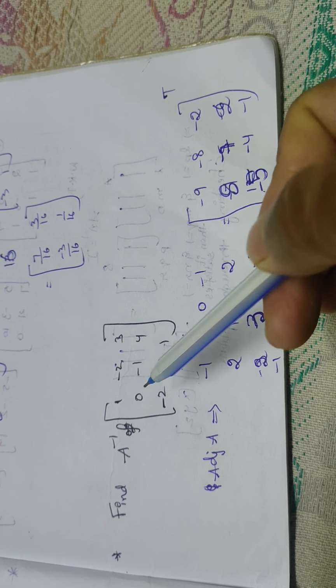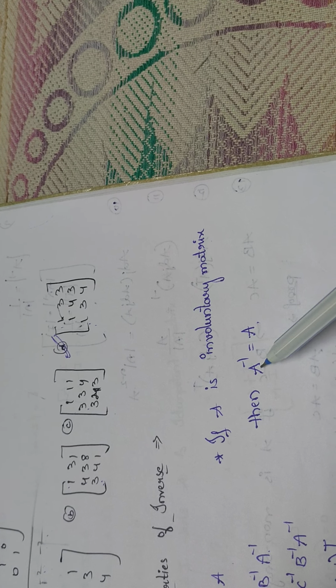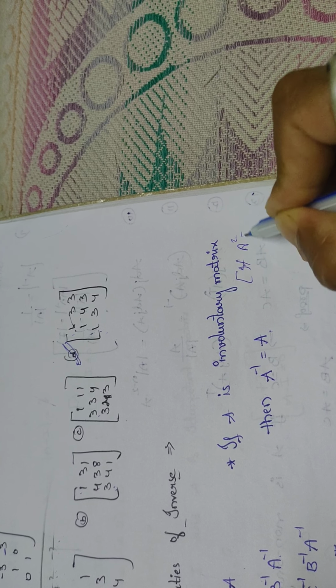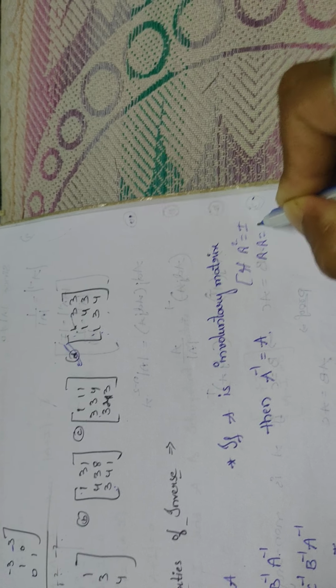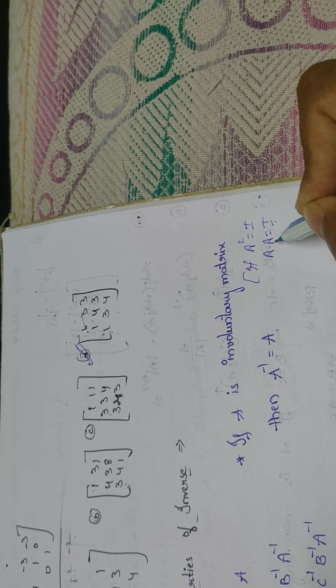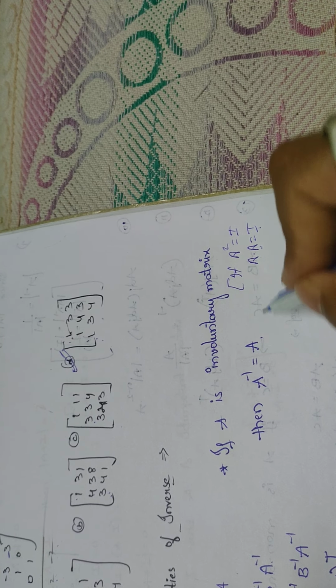I inverse is equal to I only. Identity matrix inverse gives identity matrix only. And if A is an involutory matrix, then A inverse is equal to A. So what is the meaning of involutory? A square is equal to I. If A square is equal to I, then A inverse is equal to A only. That means if A square is equal to I, that means A into A is equal to I. So AB is equal to I means A inverse is equal to B. In the place of B here, A only. So A inverse is equal to A only.